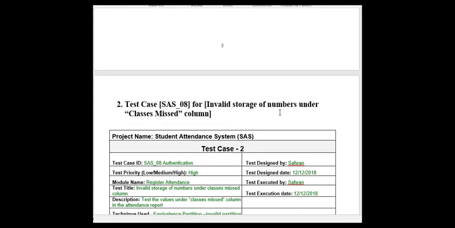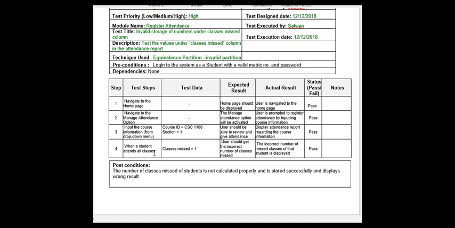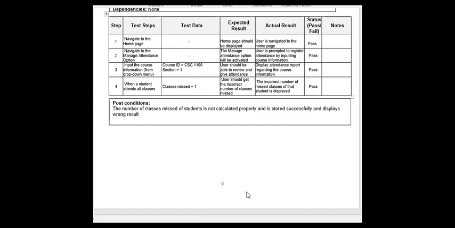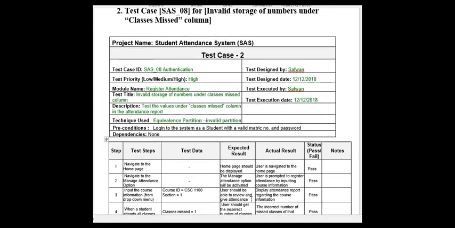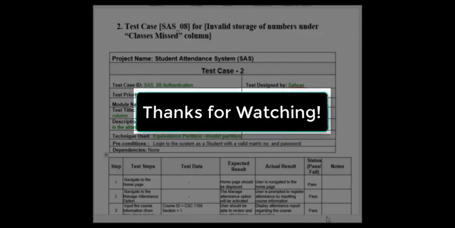And for the invalid storage of numbers under classes missed, when the student attends all classes, the classes missed should be 0, right? But it's displaying 1. So the user should get the incorrect number of classes missed. This is the expected result, and the actual result is yes, he is getting the incorrect number of classes missed. So it's also passed. So these are the test cases for this registering attendance use case, and that's all from us. Thank you.